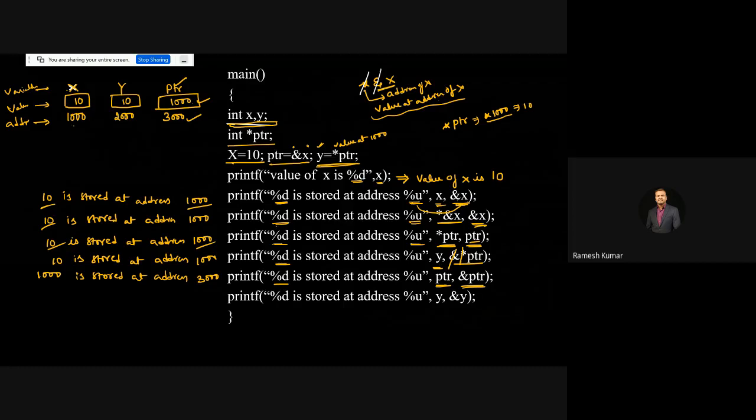Last one. Printf percentile d is stored at percentile u. First percentile d for y. What is the value of y? 10. So it gives you 10 is stored at address ampersand y. Ampersand y means address of y. What is the address of y? That is 2000. So you are going to get 2000. These are the different ways you can access the values and addresses using the pointers.